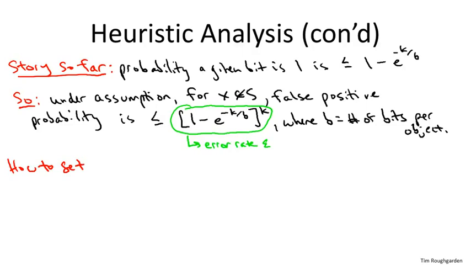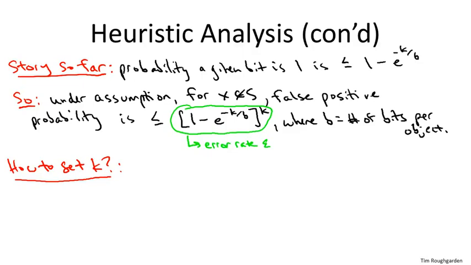Now, one thing I've been alluding to all along is, how do we set k? How do we choose the number of hash functions? I told you at the very beginning to think of k as a small constant, like 2, 3, 4, 5. And now that we have this really nice quantitative version of how the error rate and the space trade off with each other, we can answer how to set k. Namely, set k optimally.